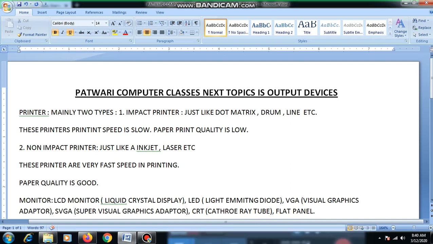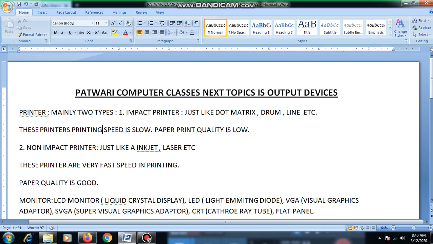Printers are mainly of two types: impact and non-impact. Impact printers are just like dot matrix, drum printer, and line printer. These printers' speed is slow, print quality is low, and they make too much noise.